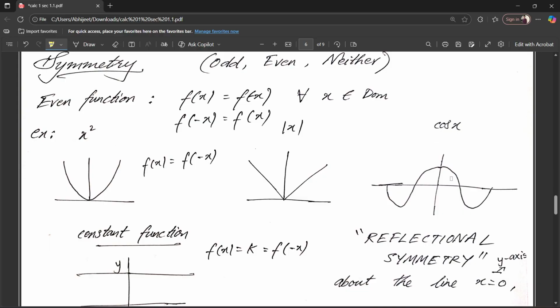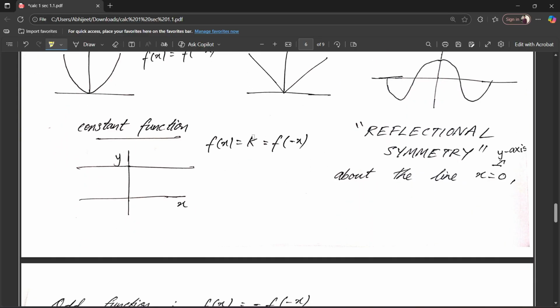Cosine of x is also an even function. It starts with the maximum value at 0, and as you go to the right, it decreases, reaching 0 at pi over 2, and then further decreases till minus 1 when you reach pi. Now, when you start from 0 and you go in the negative direction, it still gives you the same pattern, keeps on decreasing, goes to 0 at minus pi over 2, and goes to minus 1 at minus pi. So that's an even function.